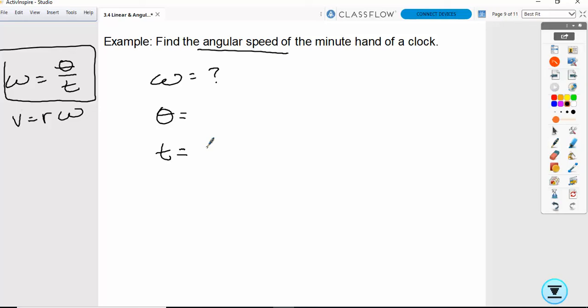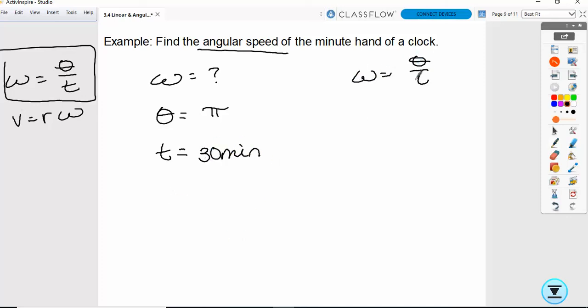I said 2 pi, but could I have said pi? If you travel pi, so that's halfway around the circle, how much time has passed? 30 minutes. If I said pi over 2, how much time has passed? 15 minutes. So you just have to pick a theta and a t that match each other. So what angle do you want to use? Pi. All right? And so if we travel pi halfway around the circle, how much time has elapsed? 30 minutes.